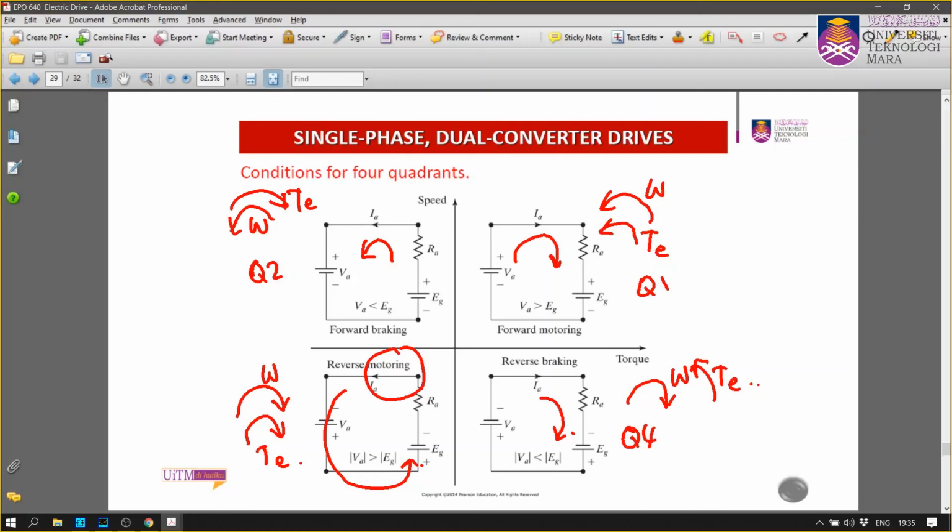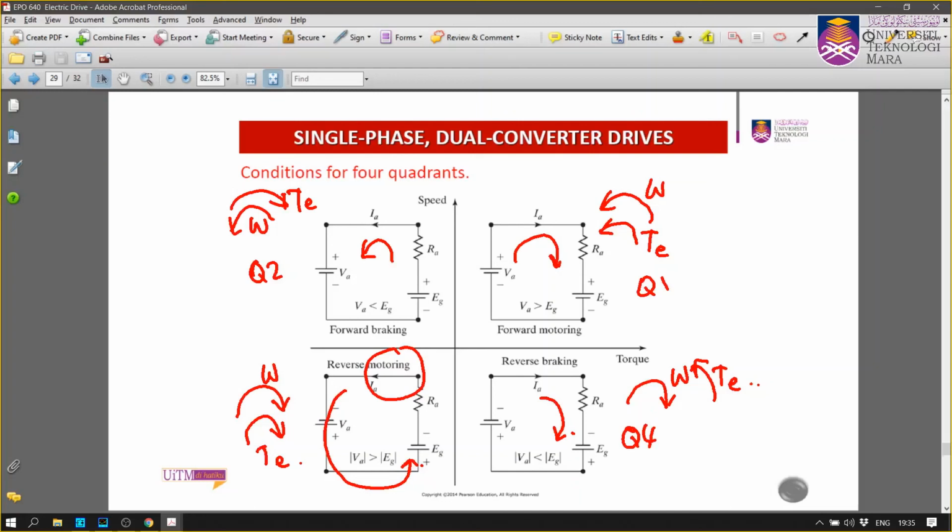Okay, so this 4-quadrant should be in your head. Again, always refer to the other notes, the YouTube that I've shared with you. So this should be at your fingertips now. In your mind, you always have this 4-quadrant operation. It's very important in the DC drive or the electric drive.